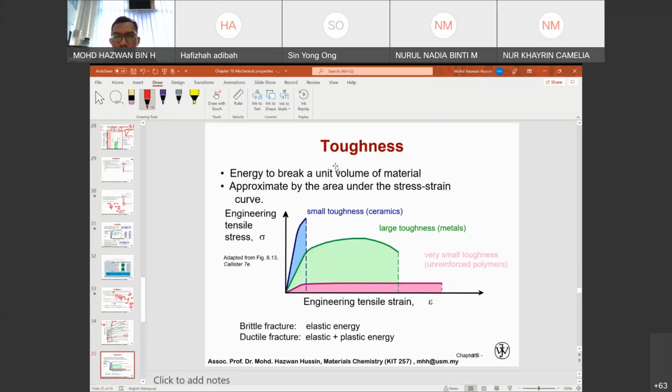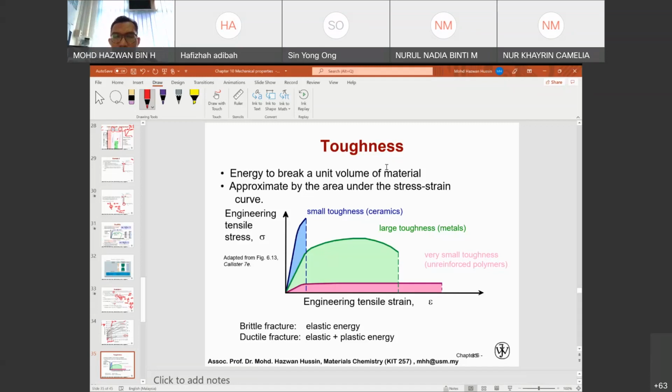And today we are going to continue with toughness. Just a few remaining parts. Toughness, hard and toughness. What does it mean by hard and what does it mean by tough? Satu keras, satu lagi kita cakap padu lah in Malay. Tough and hard. So energy required to break a unit volume of a material. So this is actually defined by toughness. Approximated by the area under the stress strain curve. Okay.